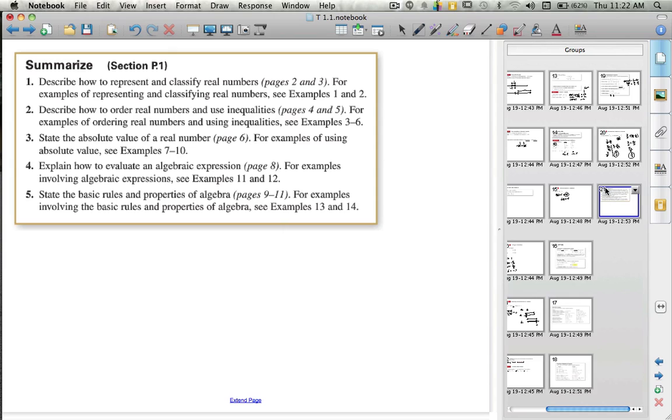Just to reiterate the things we've done in section 1, you should be able to describe how to represent and classify real numbers. You should be able to describe how to order real numbers and use inequalities. You should be able to state or calculate the absolute value of a real number. You should be able to explain how to evaluate an algebraic expression. You should be able to state and understand the rules and properties of algebra. Okay, that's what we worked on in this particular section.